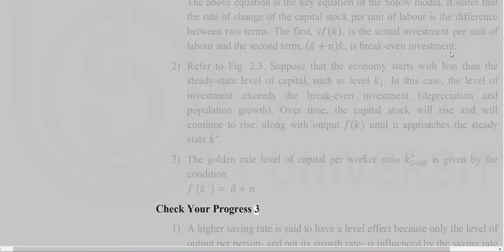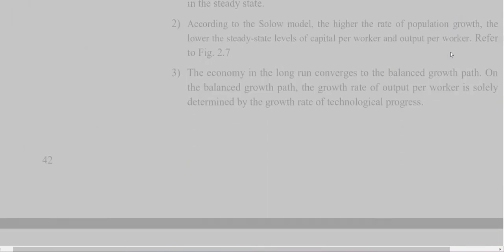Check your progress 3. 1. A higher saving rate is said to have a level effect because only the level of output per person and not its growth rate is influenced by the saving rate in the steady state. 2. According to the Solow model, the higher the rate of population growth, the lower the steady-state levels of capital per worker and output per worker.